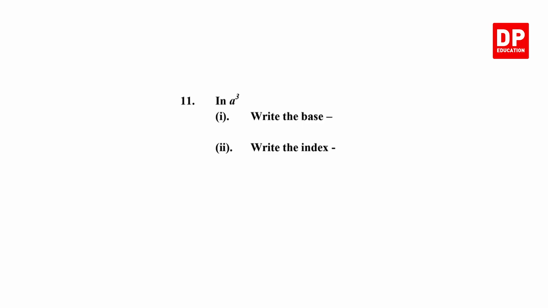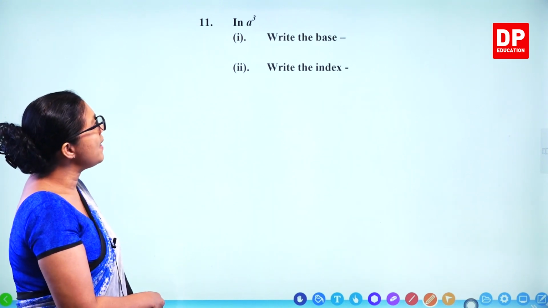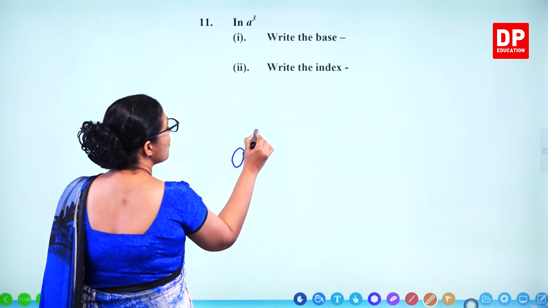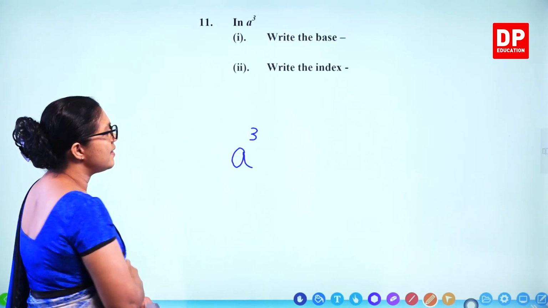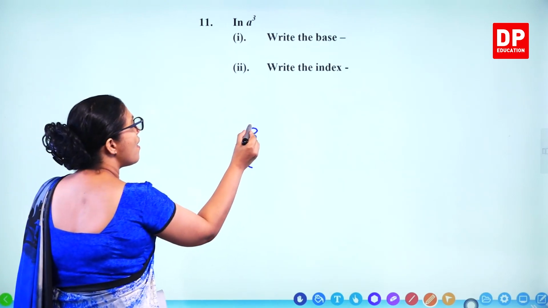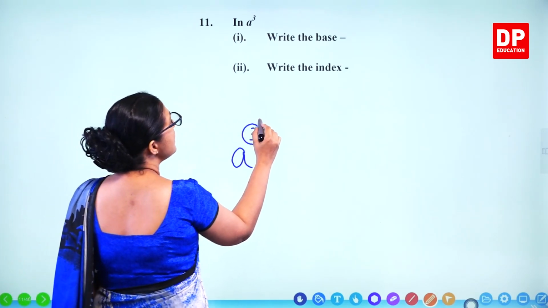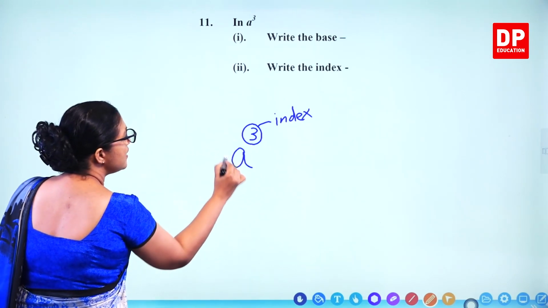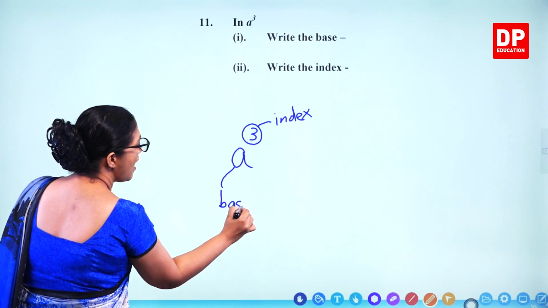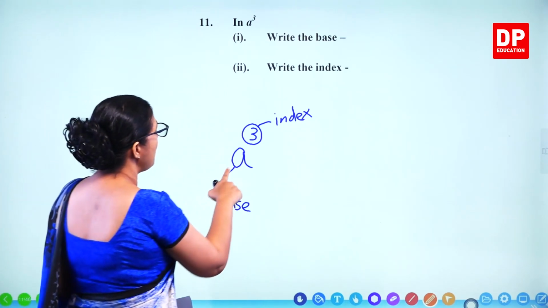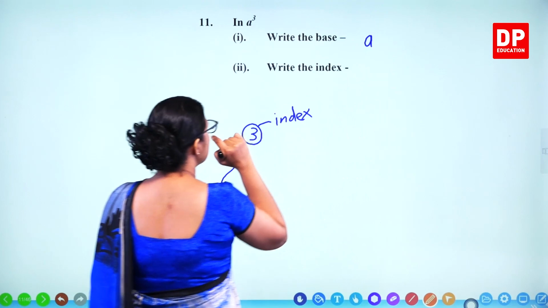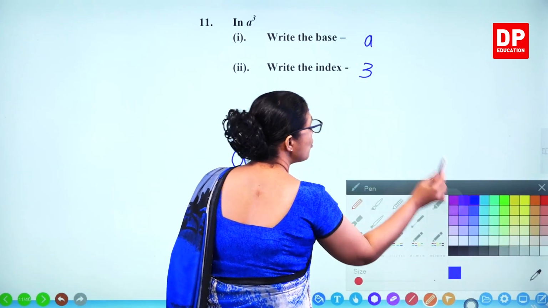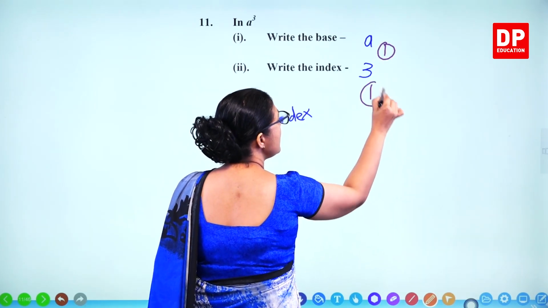Question number 11. In a to the power 3, write the base and write the index. So what you do? Now see, when you write in this form, this is index form, the upper number we call the index or power. And the lower number, this is called the base. So they are asking what is the base? Base is A. What's the index? Index is 3. So you get 2 marks, 1 each.